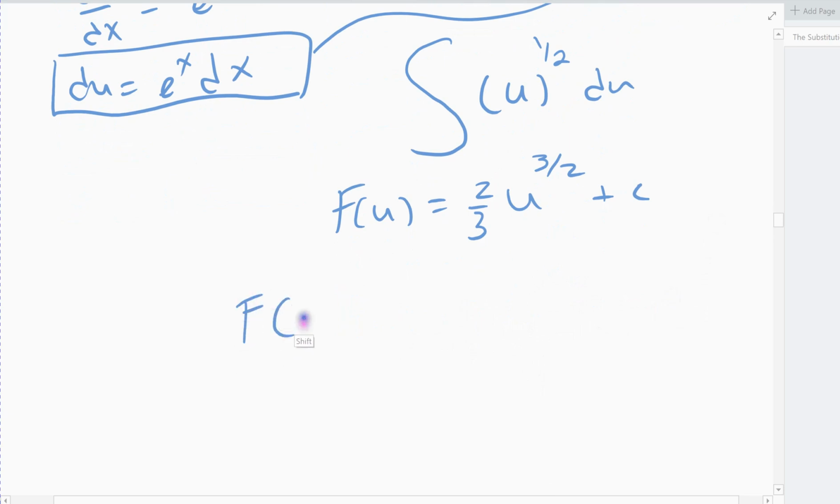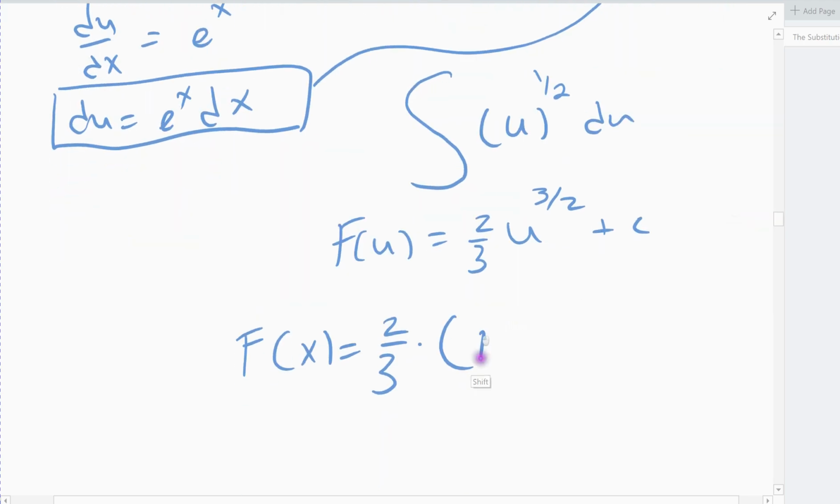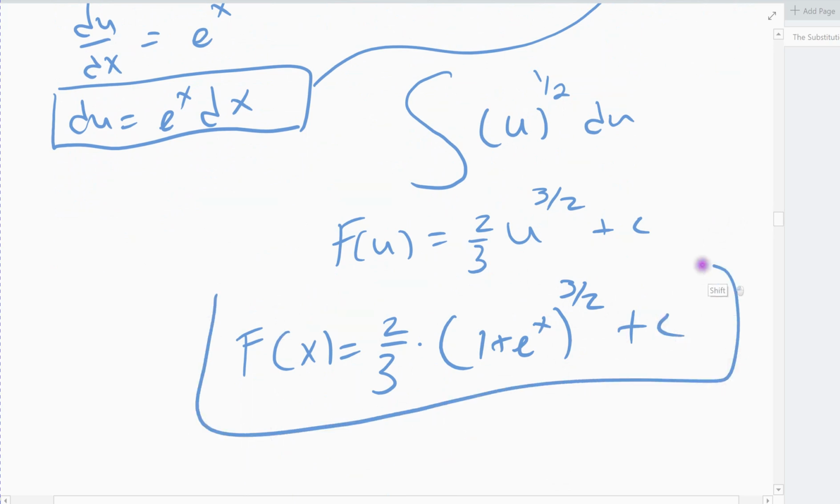And so replace back. 2/3 times the group, 1 plus e to the x, raised to the 3/2 power plus c. And there is my general antiderivative. Alright, so we'll stop there. We'll pick up the next examples in the next video.